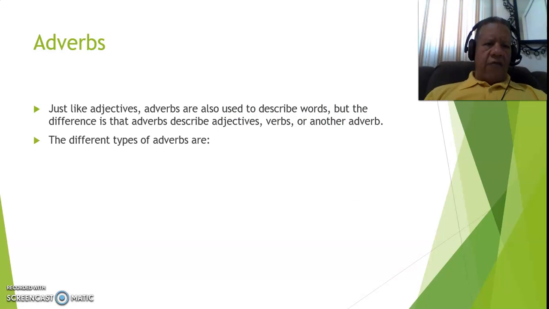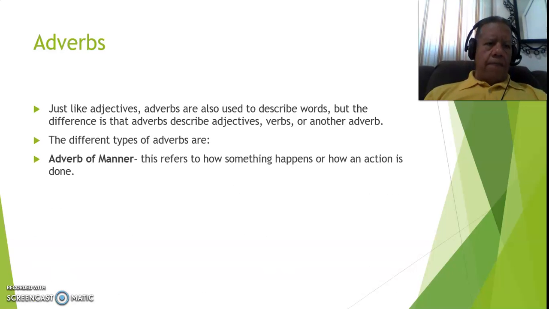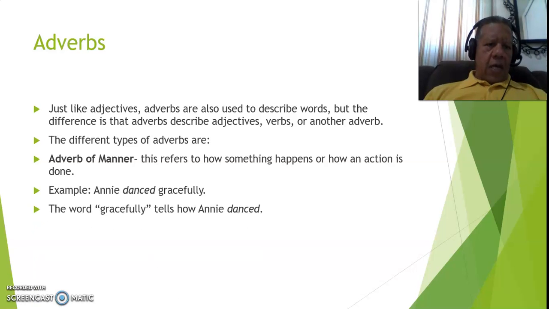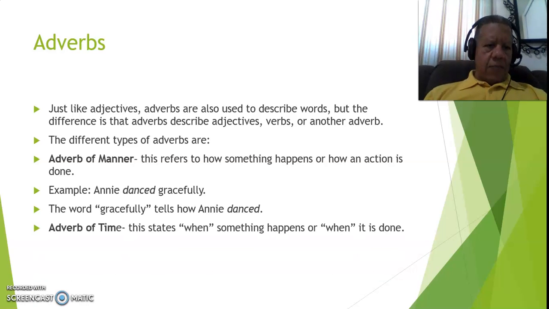We have different types of adverbs. Adverb of manner: we got the word gracefully, which tells how Annie danced. Adverb of time: this states when something happens or when it's done. Tenemos diferentes tipos de adverbios. Tenemos adverbio de manera, que nos dice cómo algo es realizado. Tenemos adverbio de tiempo, que nos describe cuándo una acción es realizada.